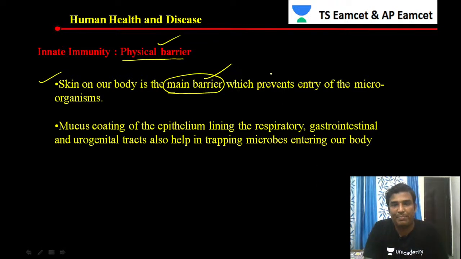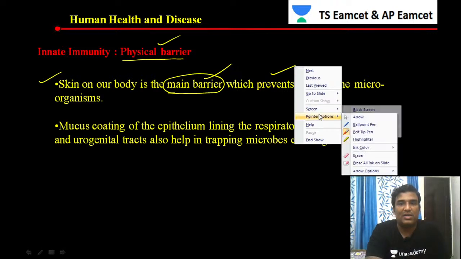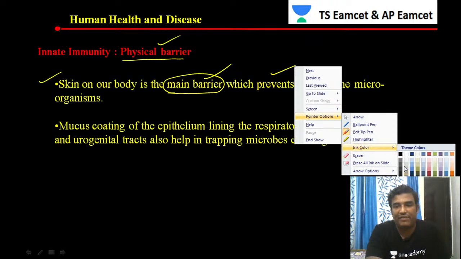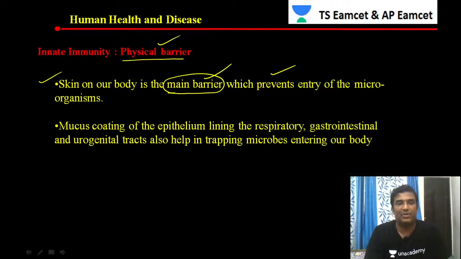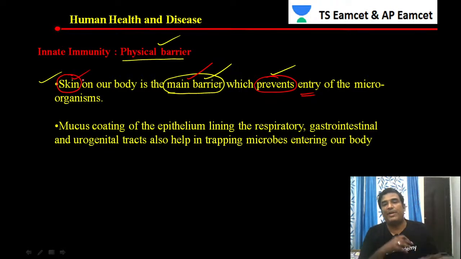So what is the skin doing? It prevents the entry of microorganisms. That is the reason skin is acting as one of the main barriers. Skin is the main barrier that prevents the entry of microbes. So how is it preventing?